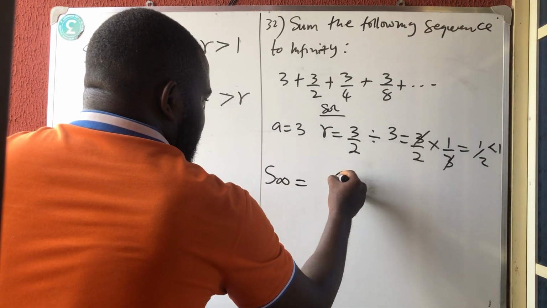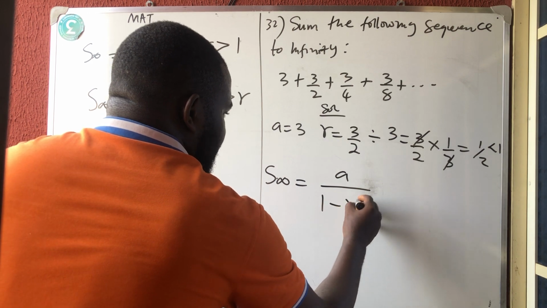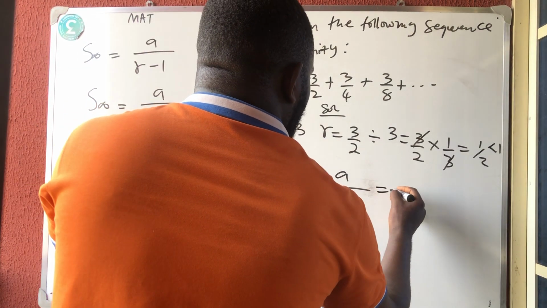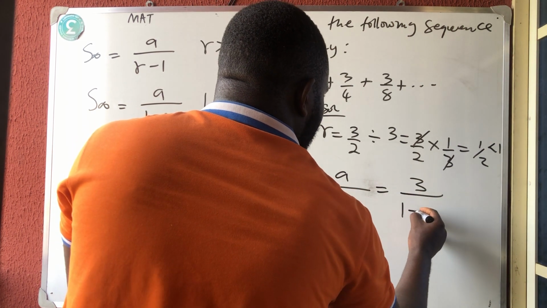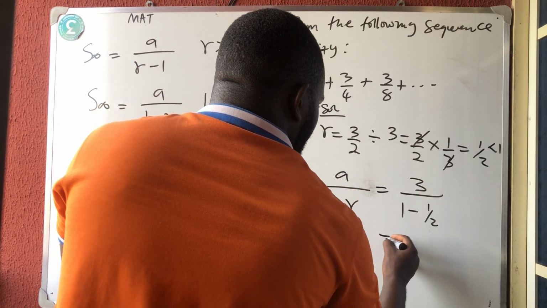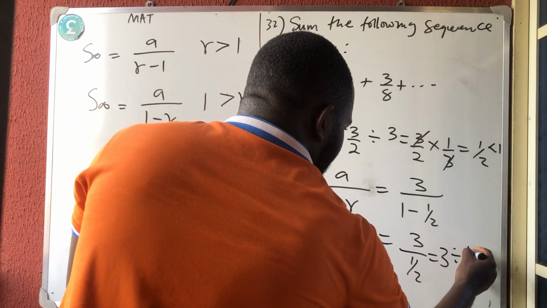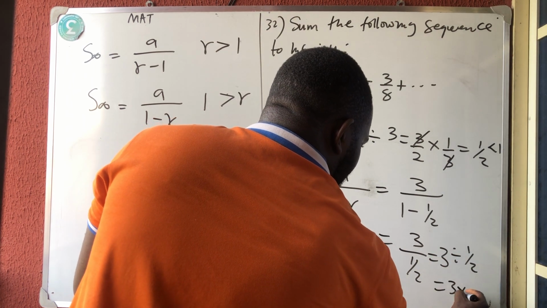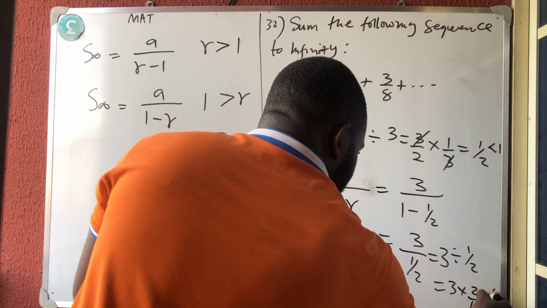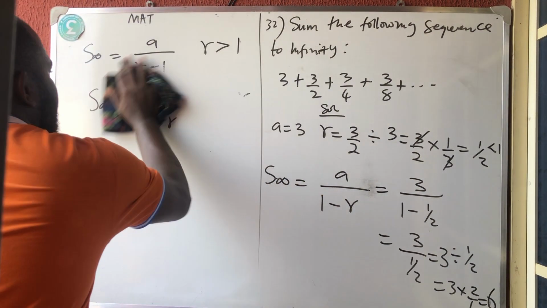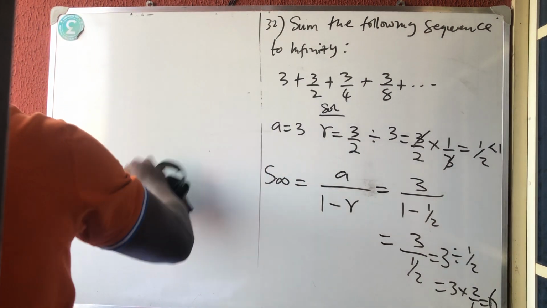So this is equal to A over 1 minus R, because R is less than 1. So I'm left with 3 all over 1 minus 1 over 2, which is 3 over half, which is 3 divided by 1 over 2, which is 3 times 2 over 1, which is 6. So the sum to infinity is 6. Okay?